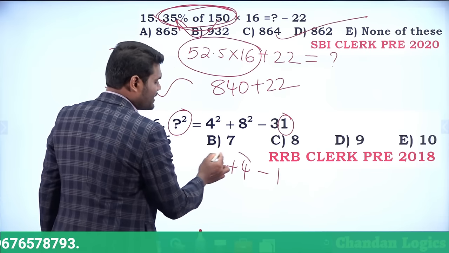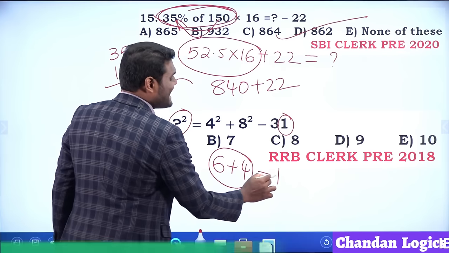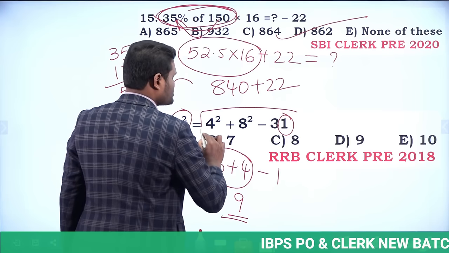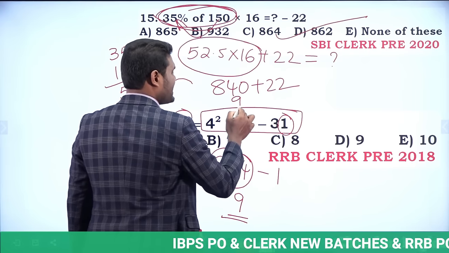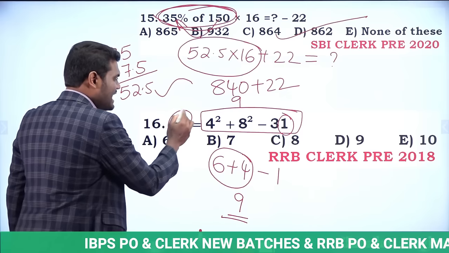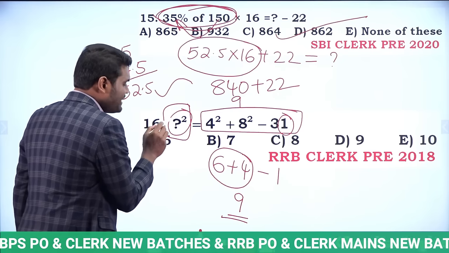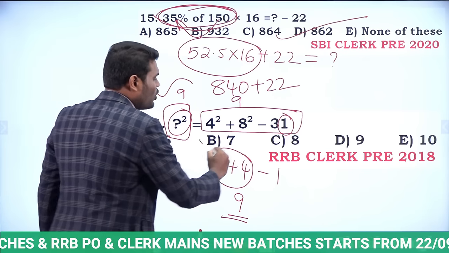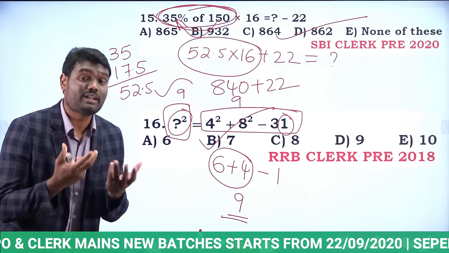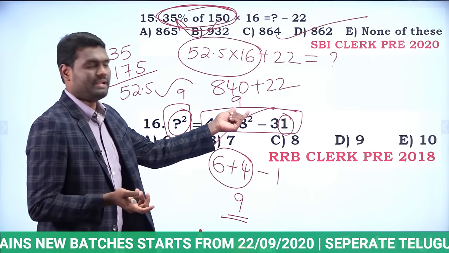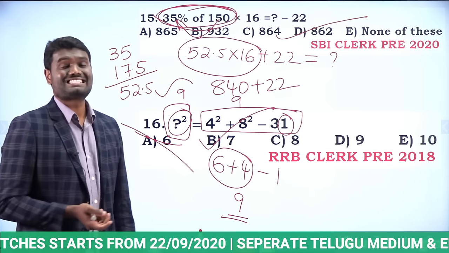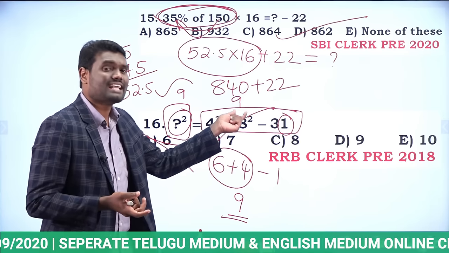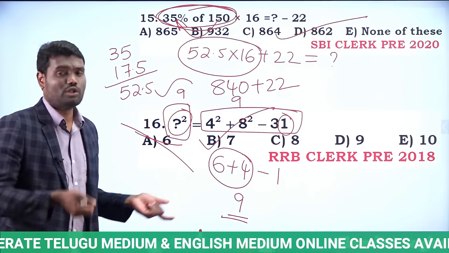Okay, now if you observe here, 6 plus 4 is 10, 10 minus 1 is nothing but 9, which means the right hand side last digit is 9. Right hand side last digit 9 means left hand side also should be 9, which means when I square a number, I need to get last digit as 9. Now it is possible only for 7. Why? Because 7 square is 49, where last digit will be 9. If it is 6, 6 square is 36, last digit will be 6. But I need my right hand side last digit as 9, so left hand side last digit also should be 9.